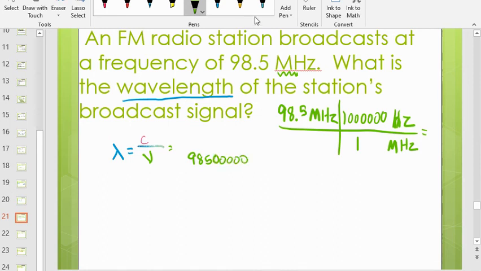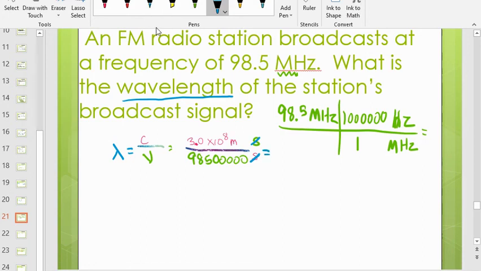And then I'm going to divide that into my speed of light, which is 3.0 times 10 to the 8th. And I did not put my units on here. I should have done that. That would have been hertz. So remember, hertz is going to go on the opposite side. The units for speed of light are meters per second. So now I'm going to cancel my seconds here. That's going to leave me with meters, which makes sense because that's what I want my answer in.